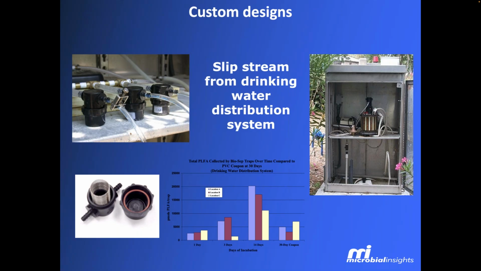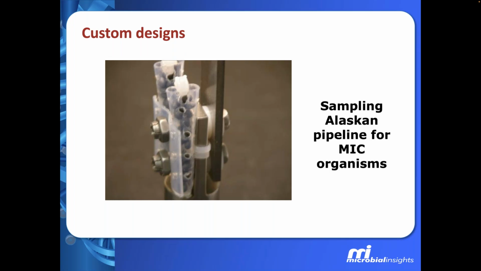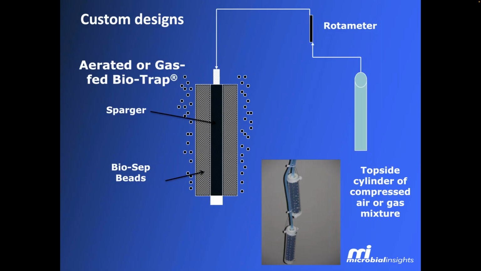So very quickly, I want to make sure that you understand that what you saw was a standard biotrap for standard groundwater sampling, but we can design a biotrap for any application that you may have. For example, here is a flow-through biotrap that's being used in a drinking water distribution system. Here are some custom-made biotraps that are sampling an aqueous layer below a kerosene solvent in a solvent extraction system. Here are some biotraps attached to a coupon holder for sampling organisms for MIC in an Alaskan pipeline.